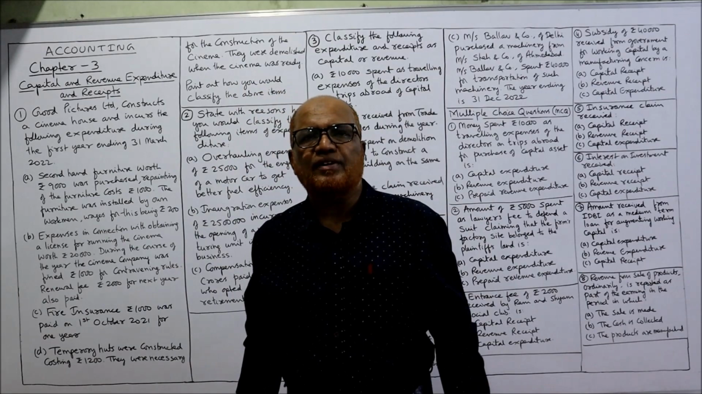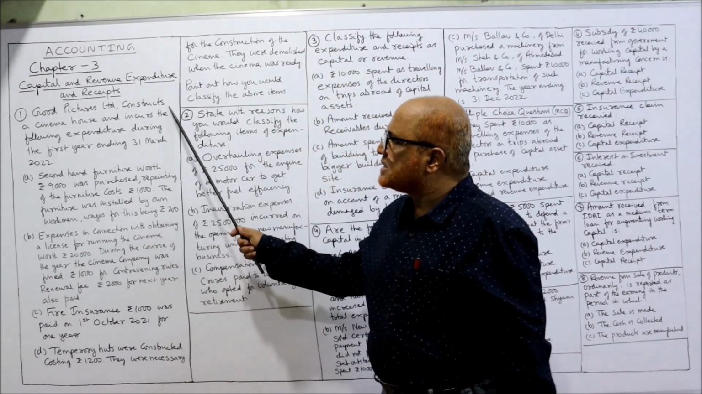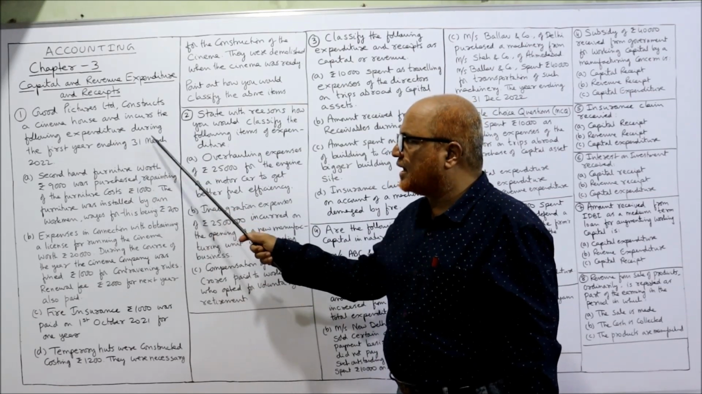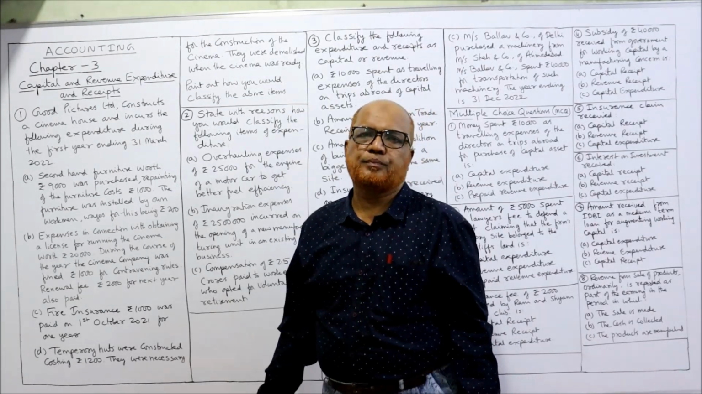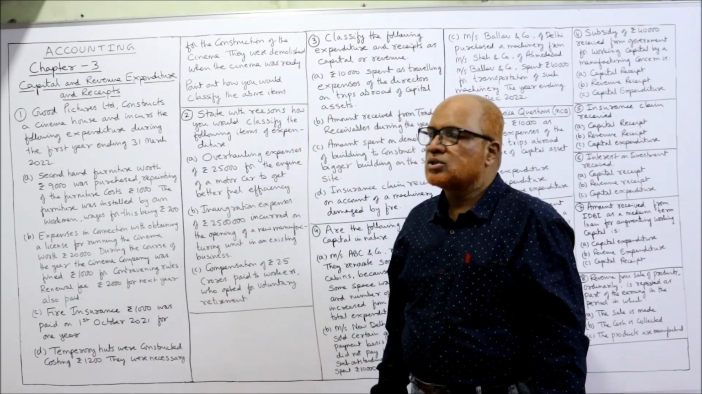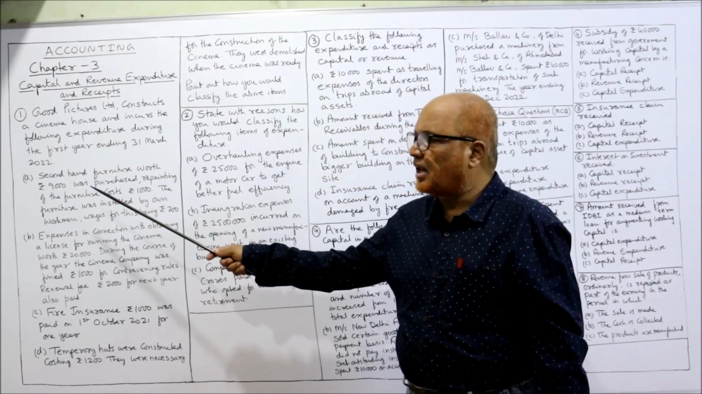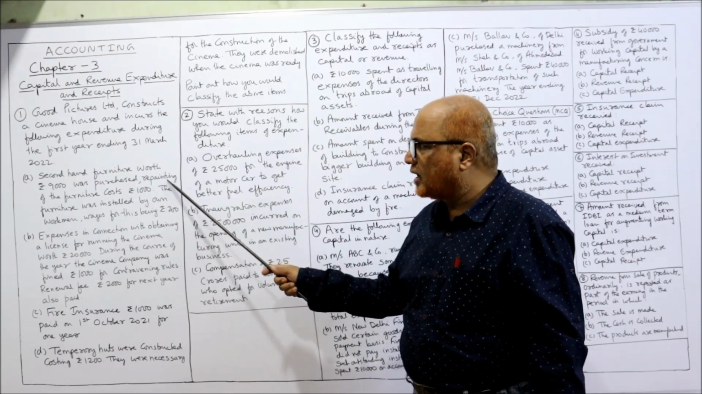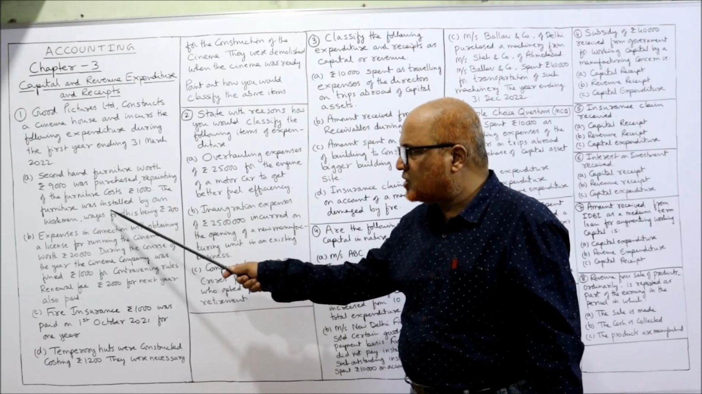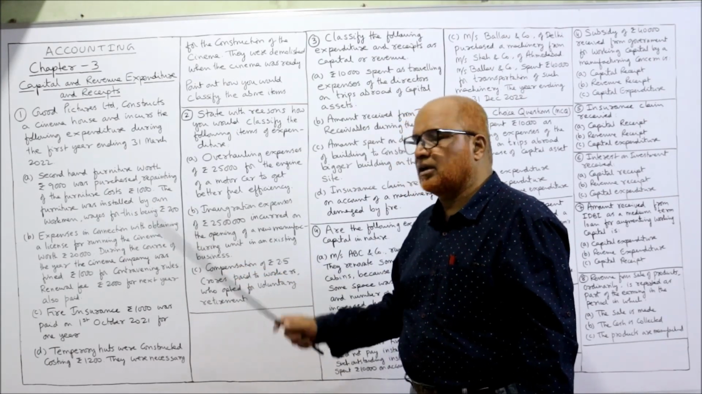Come on, see the first problem. Good Pictures Limited constructs a cinema house and incurs the following expenditure during the first year ending 31st March 2022. So a business is going to start a cinema house. The expenditure incurred: second-hand furniture worth rupees 9,000 was purchased, repainting of the furniture cost 1,000, and the furniture was installed by own workmen, wages for this being 200.